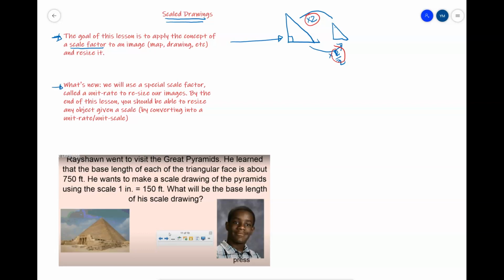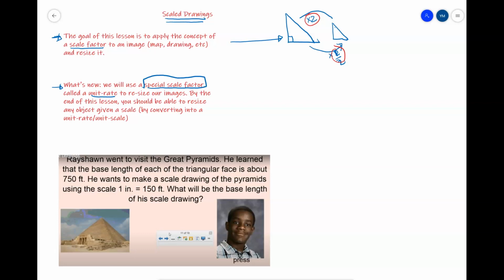What's new about today's lesson is this: we're actually going to be using a special kind of scale factor. I hope you guys have your scratch paper, because this is going to be an extremely important lesson, and I hope you're writing down the key vocabulary. Again, we will use a special scale factor called a unit rate to resize our images.